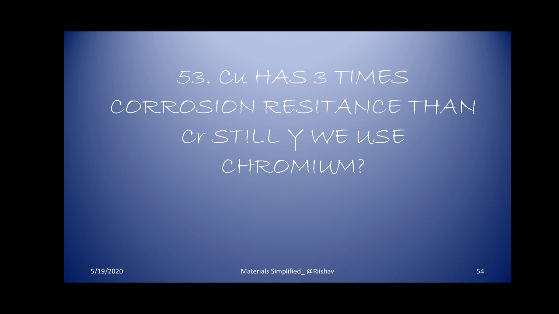Okay, yeah, this is again a beautiful question. Copper has 3 times corrosion resistance than chromium. Still, why do we go for chromium? Well, this has a very interesting answer. See, sometimes we just don't look into better properties, but also we look into the cost associated with obtaining those properties. Copper is a costly material as compared to chromium, so we go for chromium even though copper is 3 times corrosion resistant than chromium. Here the cost factor comes into play.